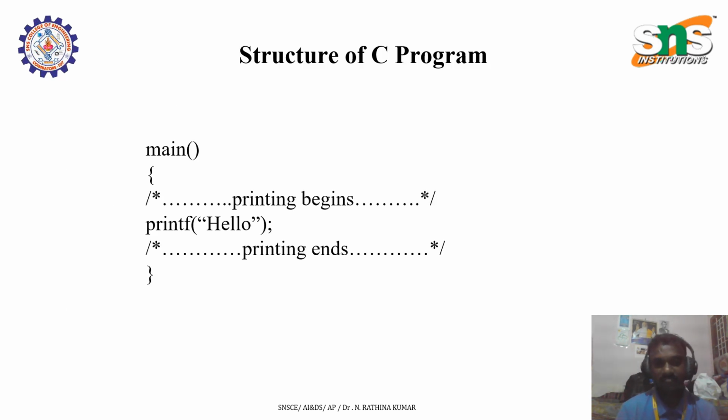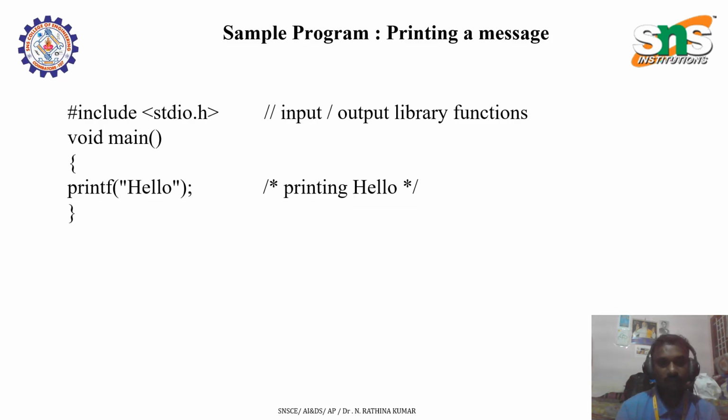So next we are going to see the structure of the C program. This is a very basic structure. In this program we simply display the word hello. Everything has to be included inside the main function. The main function is a container of a set of statements. All the statements that belong to the main function are enclosed within a pair of braces. This is a very simple program to display a message.